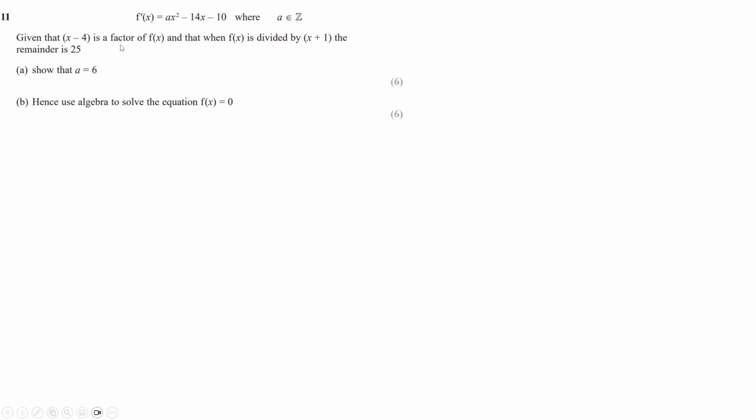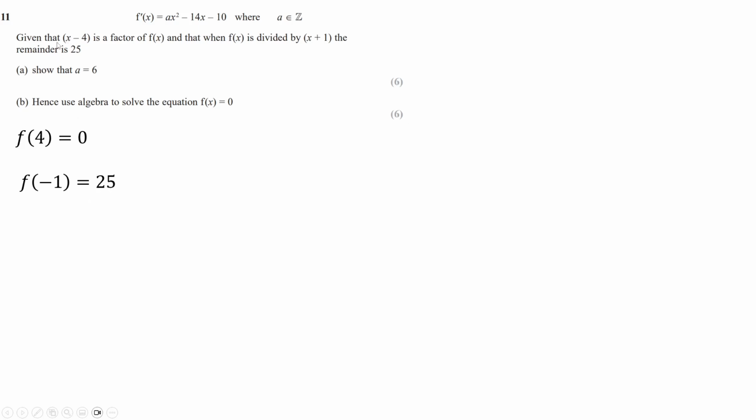I'm sure you already knew that actually, I don't really need to explain it. But this next part here, you might not have known. So, if when it's divided by x plus 1, the remainder is 25, we can say that f of minus 1 is 25. Because if you think about when you're factorizing something, it's going to be equal to 0, so the remainder is 0. Now, this is the same thing, but the remainder is 25.